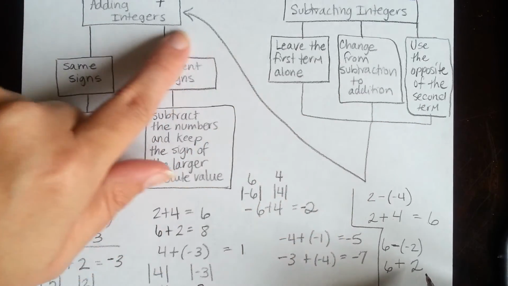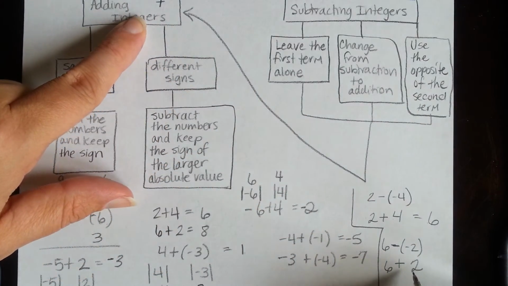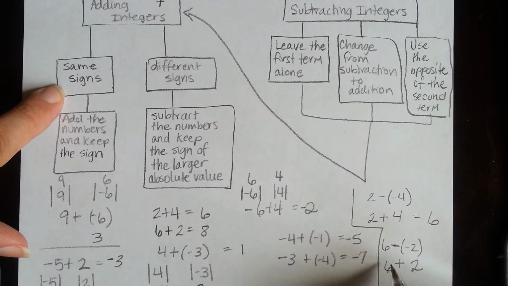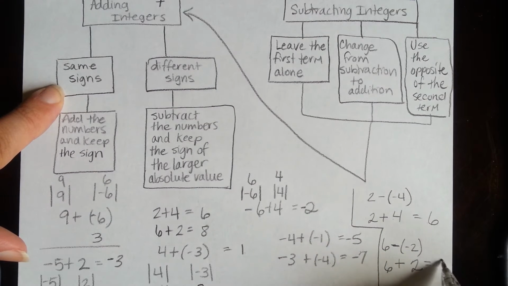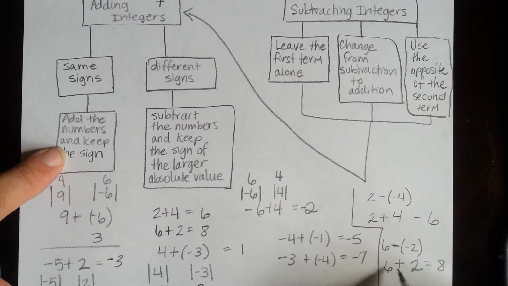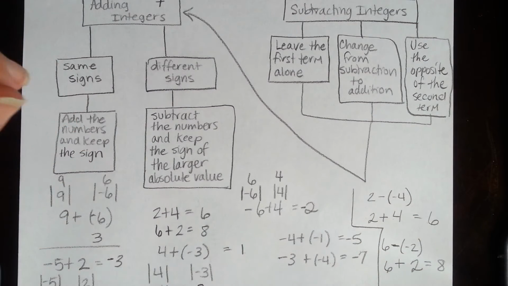Now we follow our addition rules. We have 6 plus 2. They have the same sign, positive 6 and a positive 2. So 6 plus 2 would give us 8 when we add the numbers. And when we keep the sign, we get a positive. So it would be a positive 8.